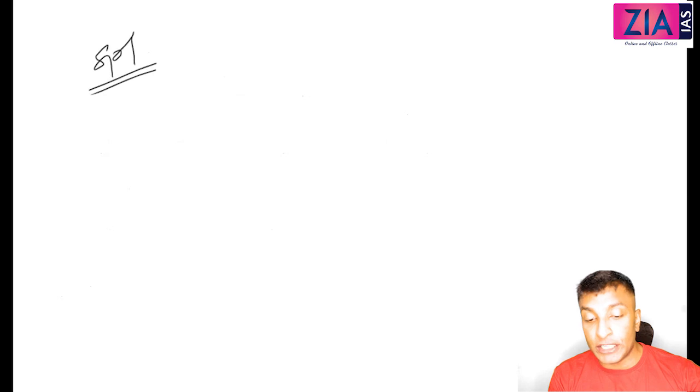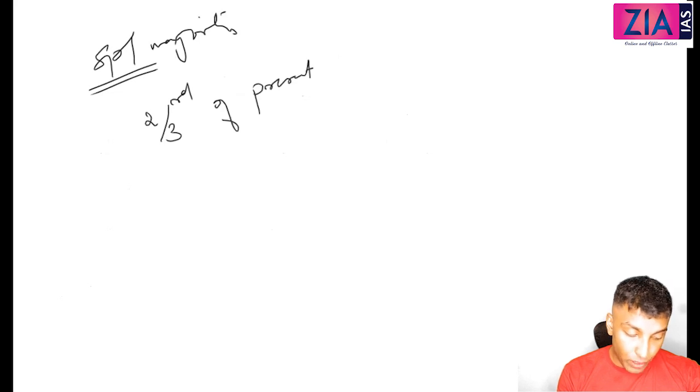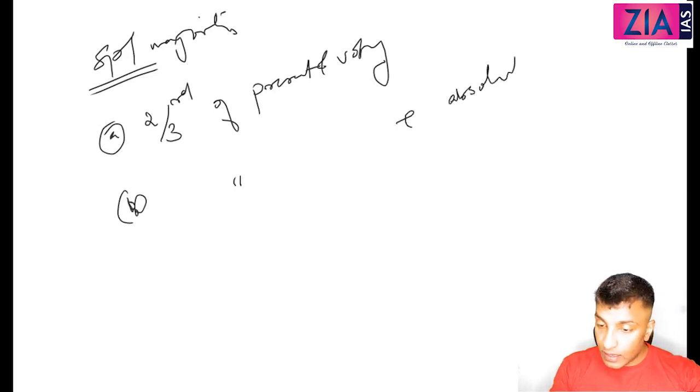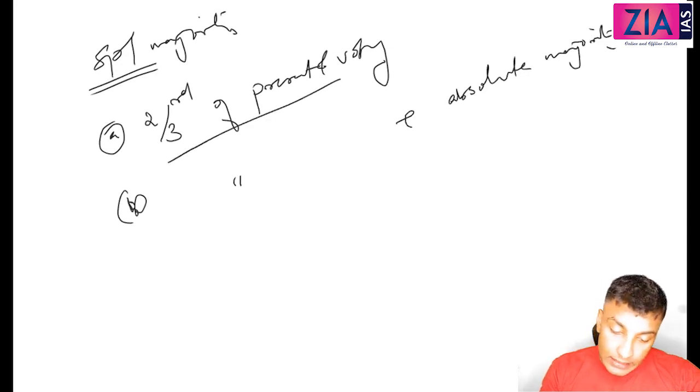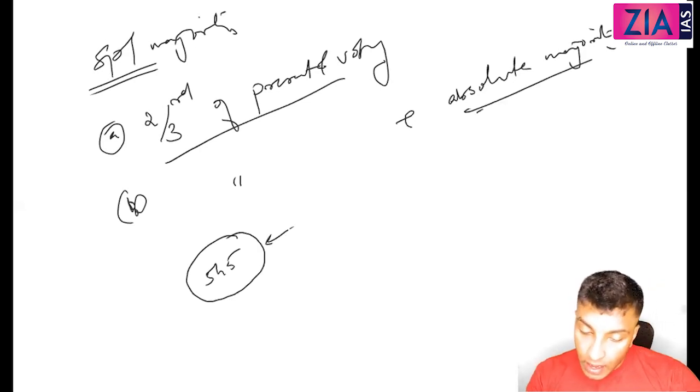Then what do you mean by special majority? In constitutional amendments, in some cases you will see special majority. Special majority means 2/3 of present and voting, plus absolute majority. What does that mean? Let's say 545 is the total of the house. Absolute majority means more than 50% of 545. That means 273.